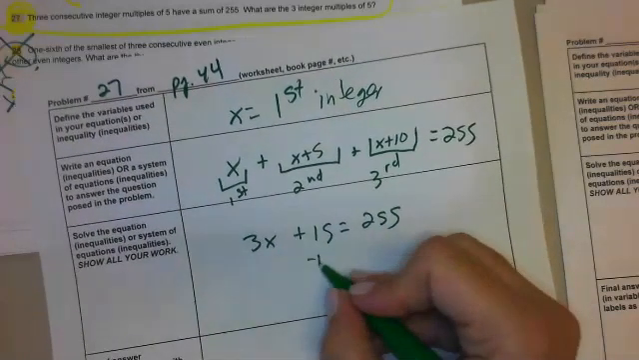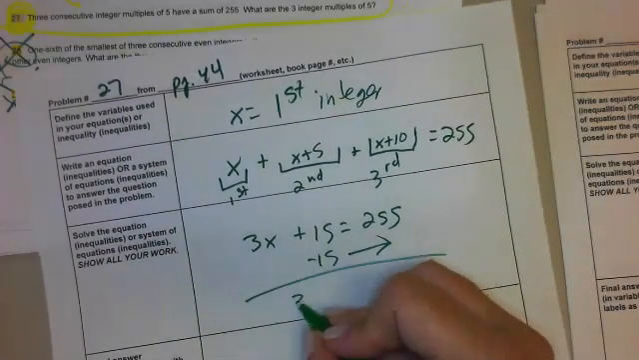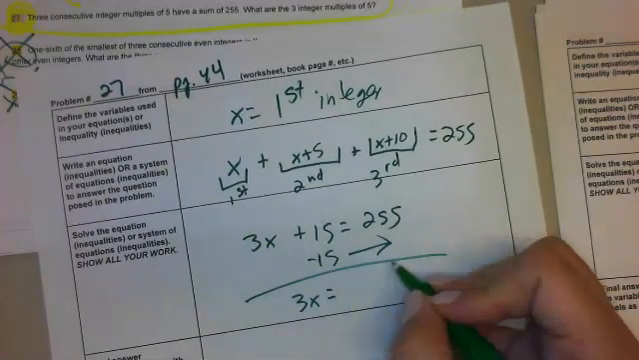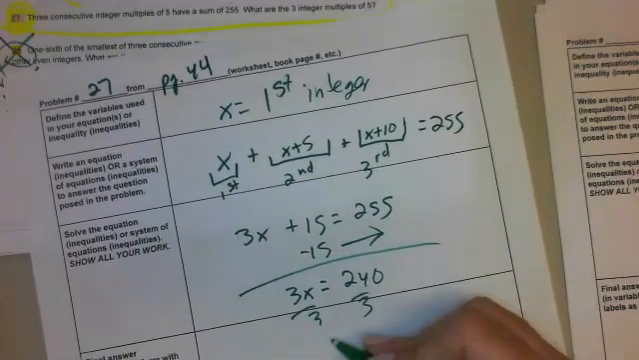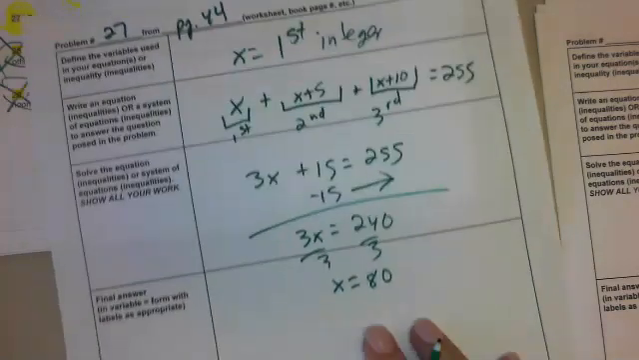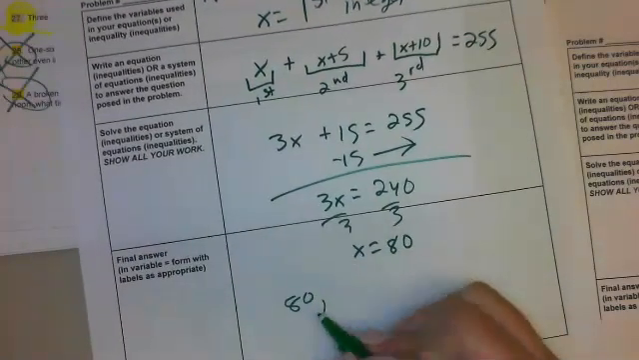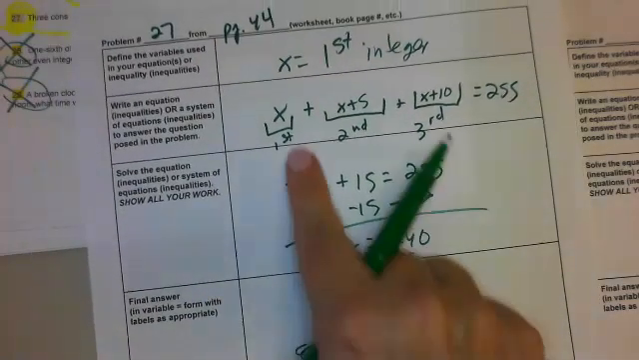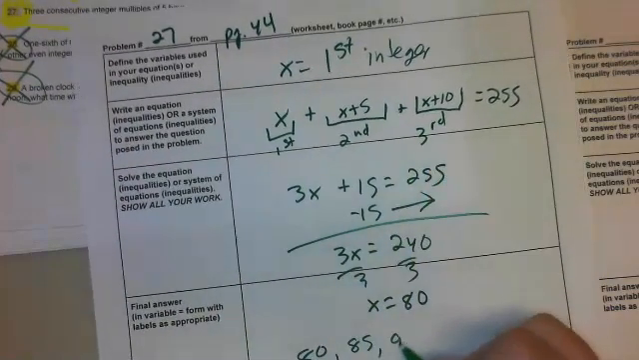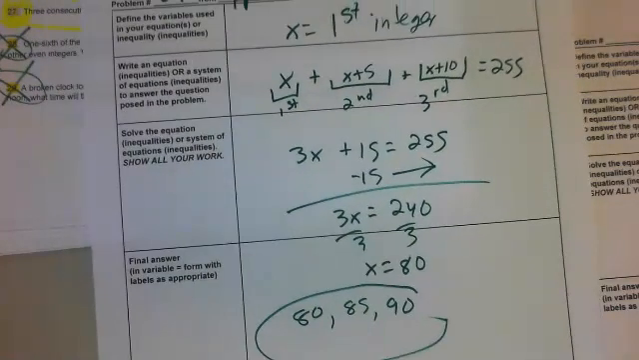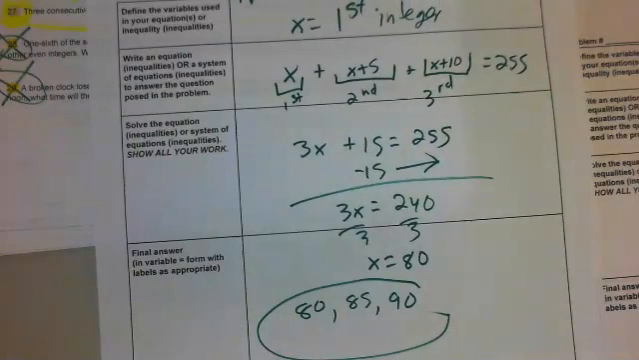We're going to subtract 15 from both sides, and 3x equals 240. Divide by 3, get x equals 80. So that's your first integer. Your next one's 80, 85, and 90. It's kind of a fun little problem, I think.